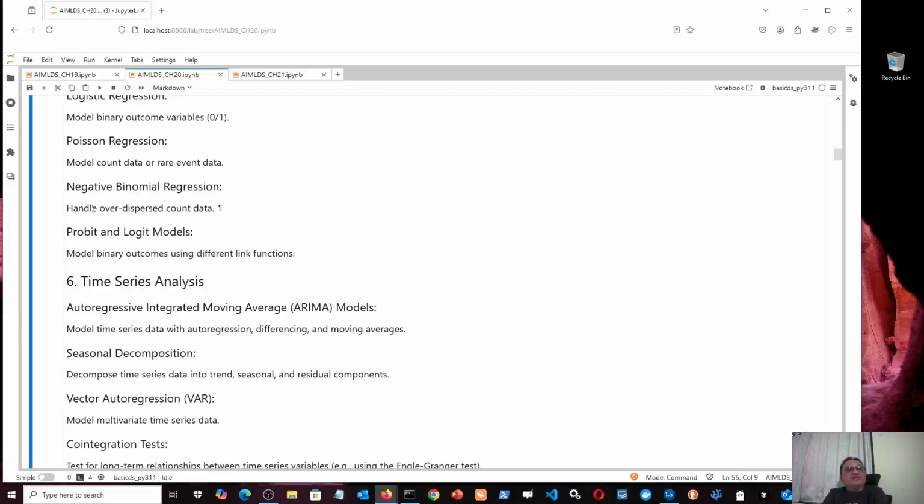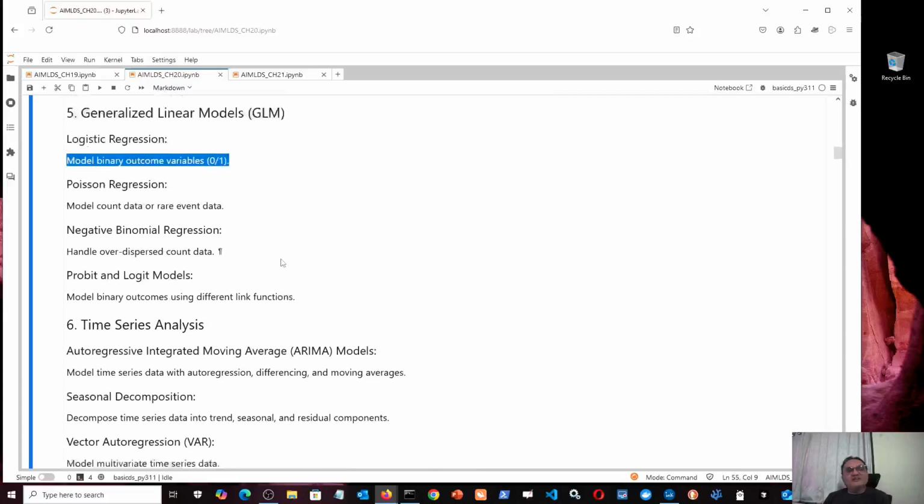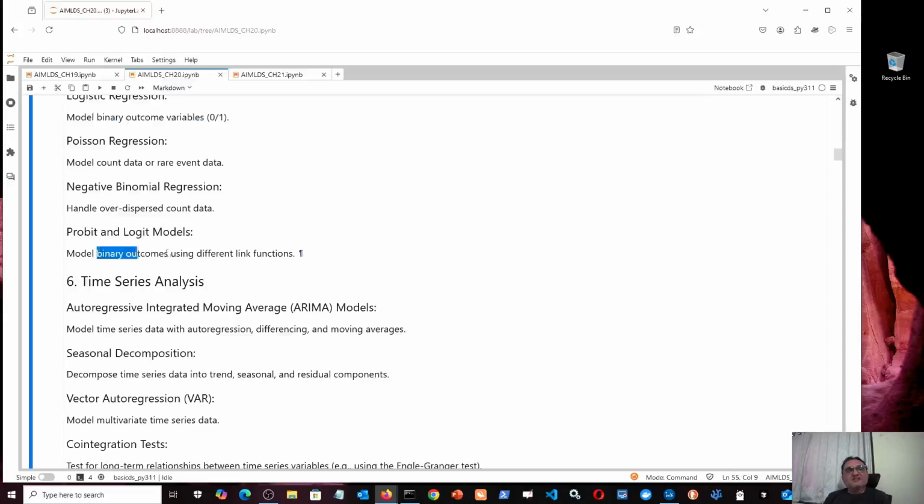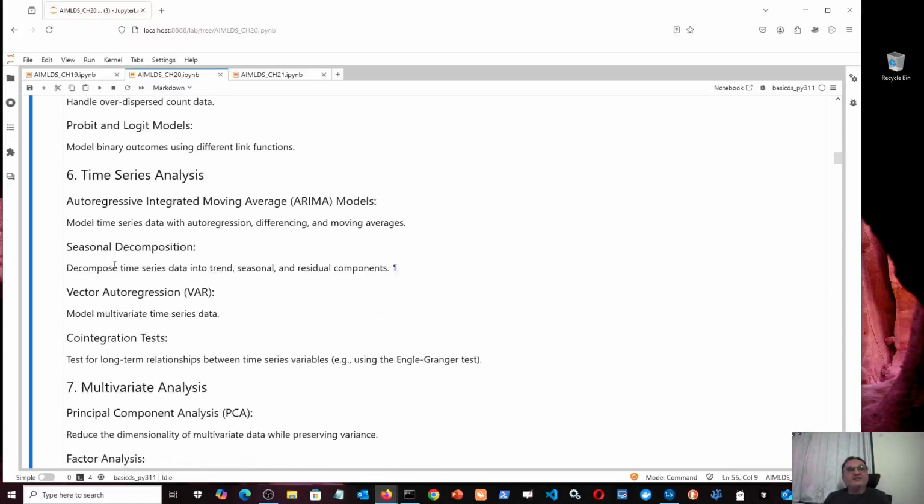Similarly, probit and logit models are also used to model binary outcomes using different link functions. A binary outcome is again like logistic regression: whether the person has diabetes or not, or whether the customer will churn or not. But here the approach is slightly different with these probit models.